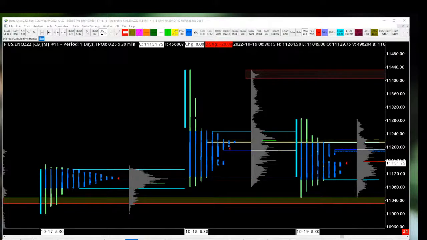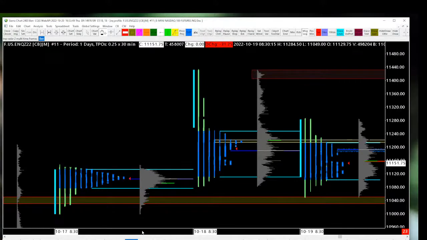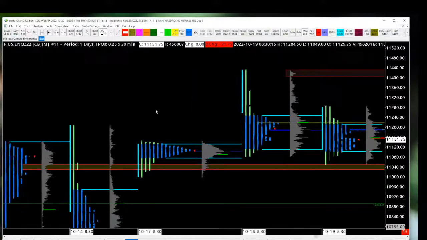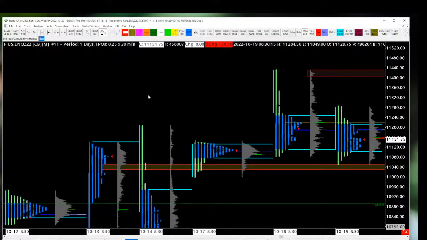My rules are just a little bit different than his, but I'll still show you what I do and why I do it. So first of all, this is the market profile on the left, and then the volume profile on the right is the gray. I'm looking at NQ because that's what I traded today. I did watch ES, but I didn't take any trades there.